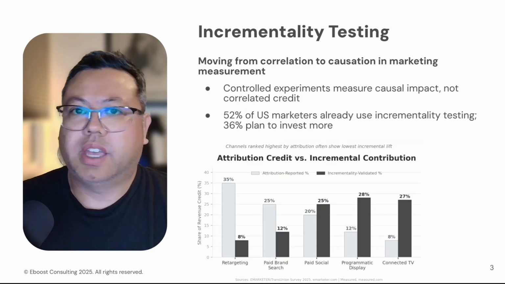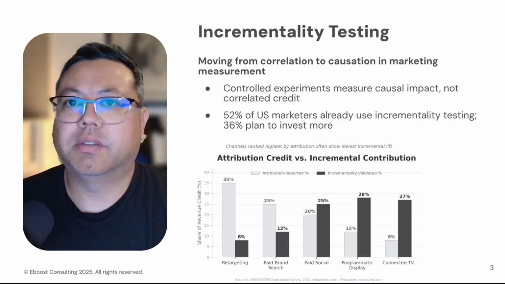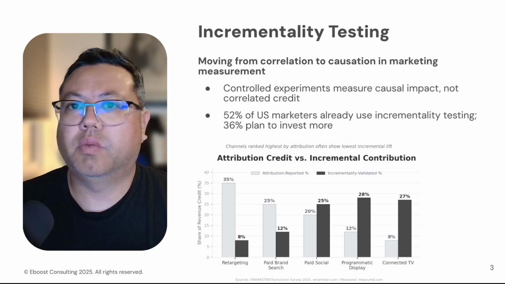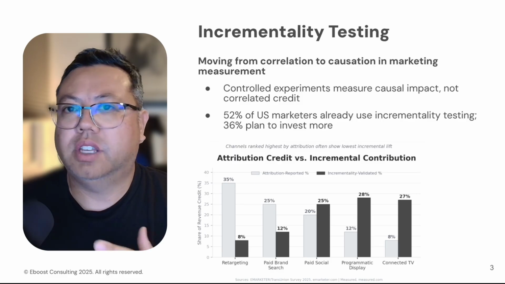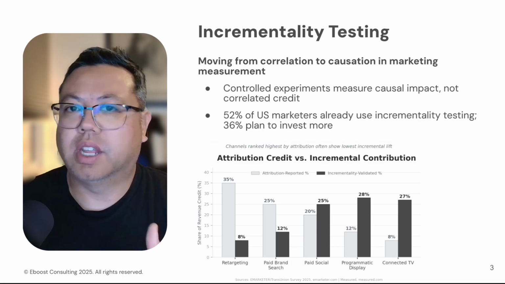So if average ROAS cannot answer the allocation question, what can? It's really incrementality testing. The concept is simple. Take a channel or campaign, turn it off in one market, keep it running in another. Measure the difference. That delta is your incremental contribution: revenue that would not have existed without that marketing activity.